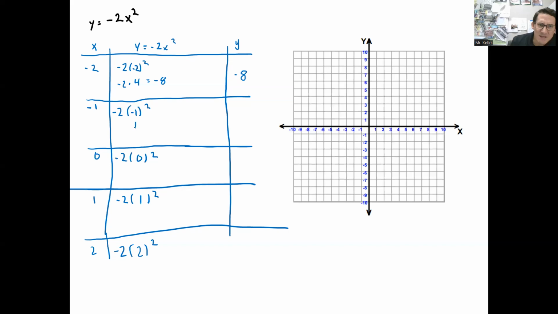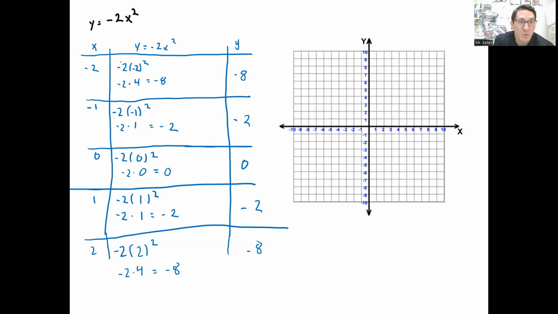Negative 1 squared is positive 1. So negative 2 times 1 comes out to negative 2. 0 squared is 0, so negative 2 times 0 is 0. And then these are going to be the same as up there. So negative 2. 1 squared is 1, so negative 2 times 1 is negative 2. 2 squared is 4, so negative 2 times 4 is negative 8.